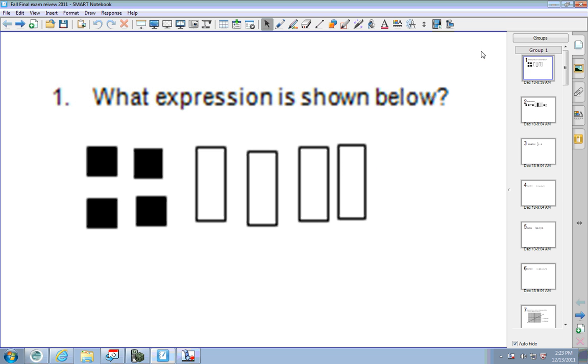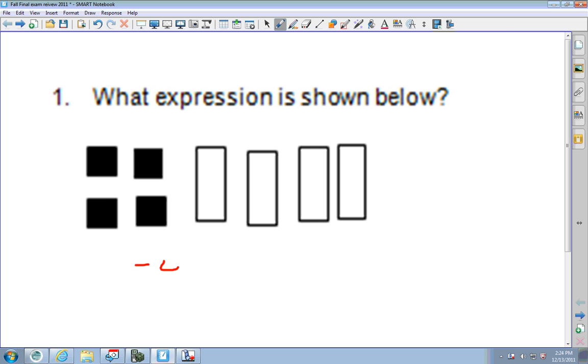This is the first part of the review of first semester algebra for the fall. Right here it says what expression is shown below. All it's asking you to do is tell what is this. These are -4 and this is plus 4x. So let's just remember that this right here is an x. If it was colored in, then that's like colored in with all black, that's a -x. Just like this right here is a -1, and if you had just a regular square, it was a +1.